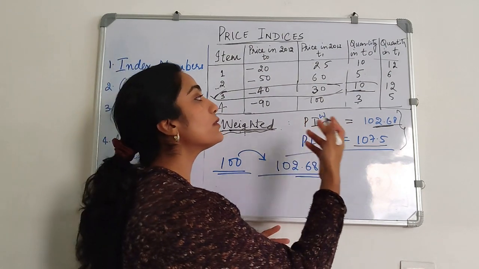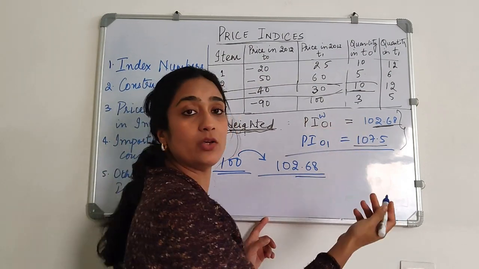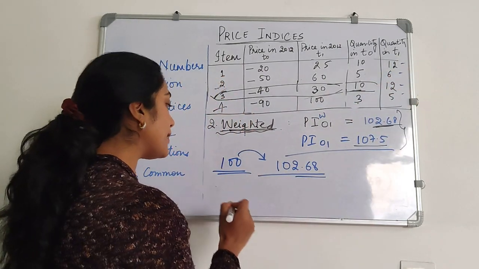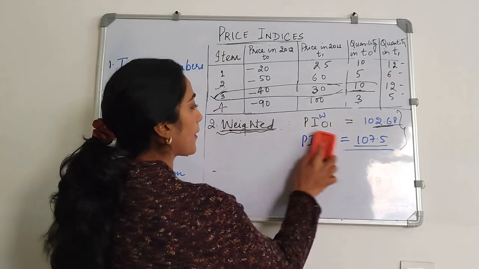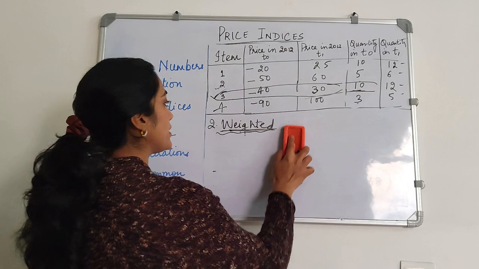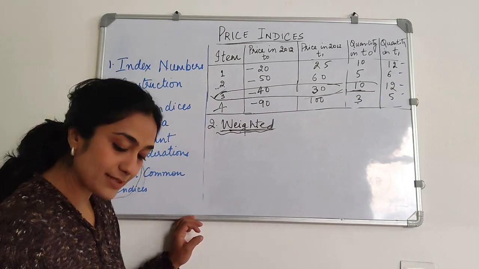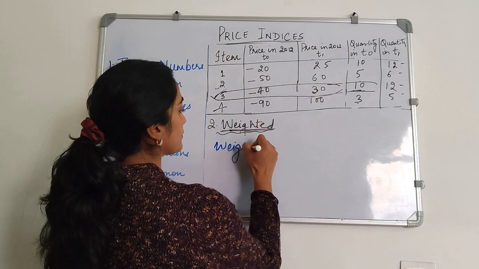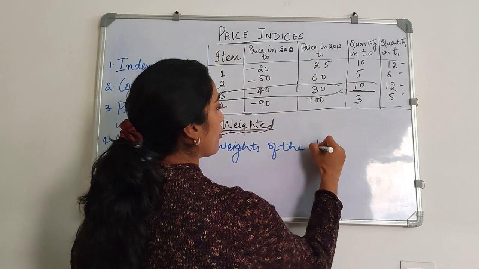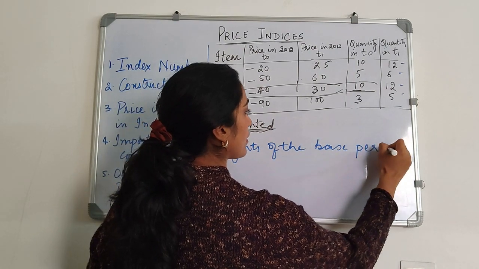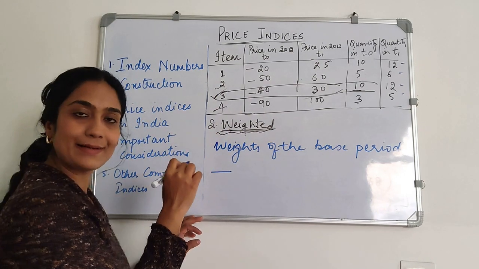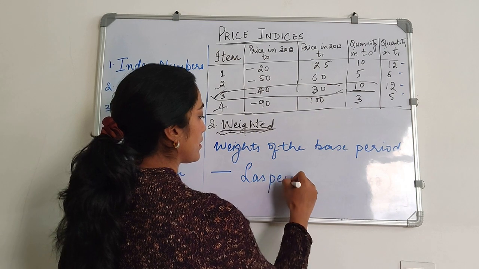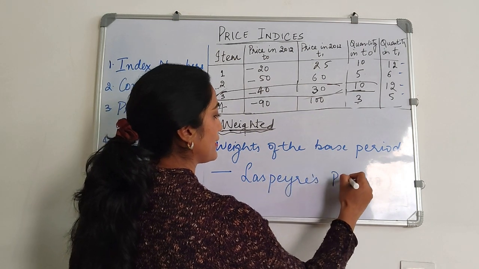What's another possible weight that can be used? Why not use these numbers? You can. So when you are using the weights of the base period, then this price index is called the Laspeyres price index.